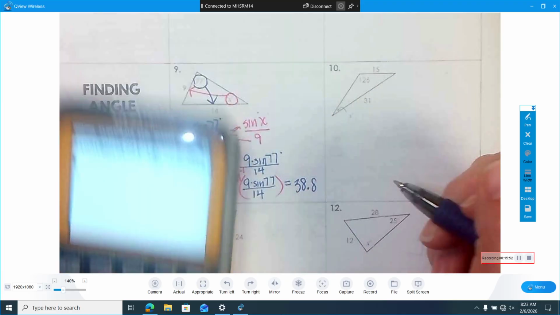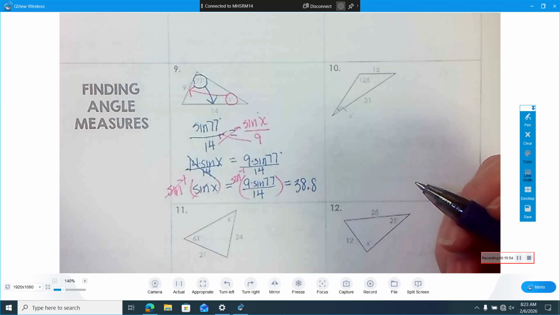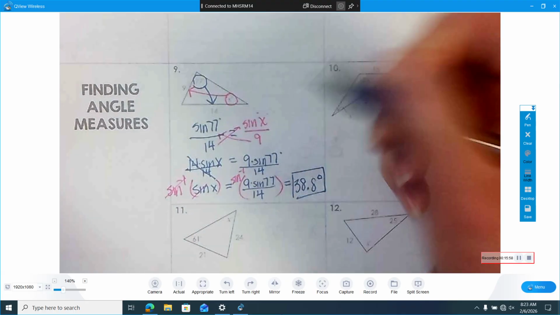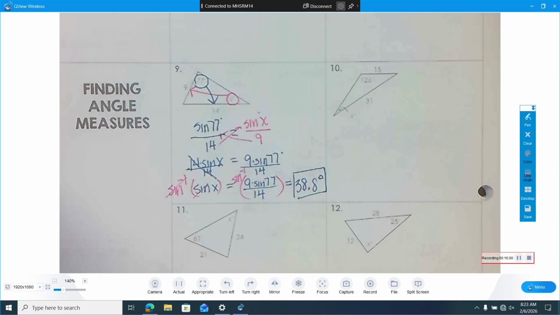38.8. What are the units on here? Degrees, yes, because we found an angle measure. X degrees. All right.